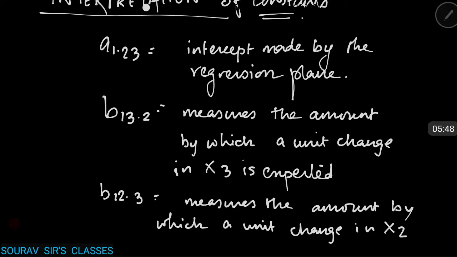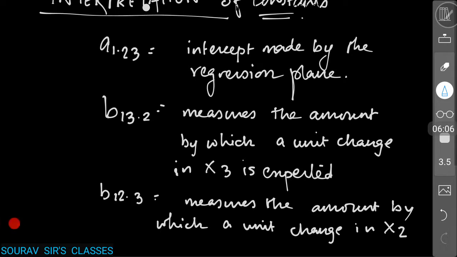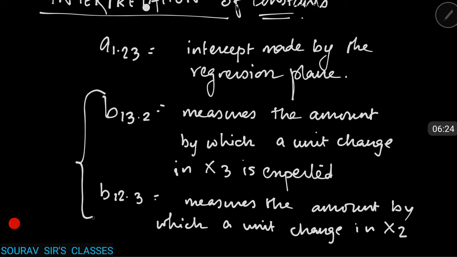Due to the fact that x1 varies partially because of the variations in x2 and partially because of the variation in x3, we call b 12.3 and b 13.2 the partial regression coefficients.